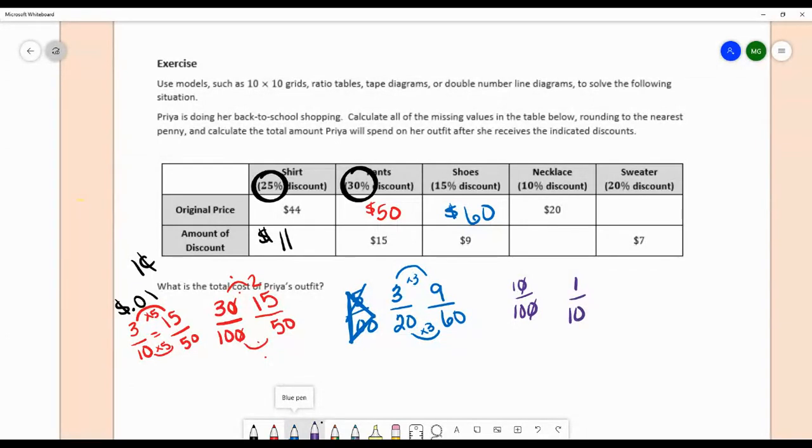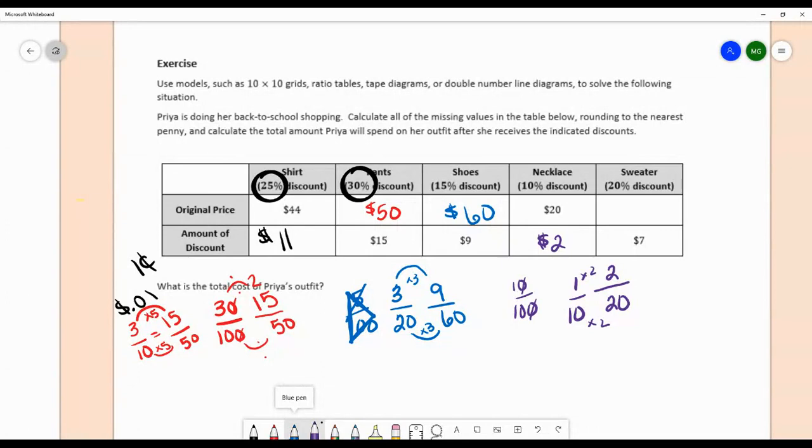Okay, so $20. It's the original price. So is that the part or the whole? Yeah, this time that's the whole. So that goes on the bottom. How do we get from 10 to 20? Times 2. So 1 times 2 is 2. So our discount here is only $2.